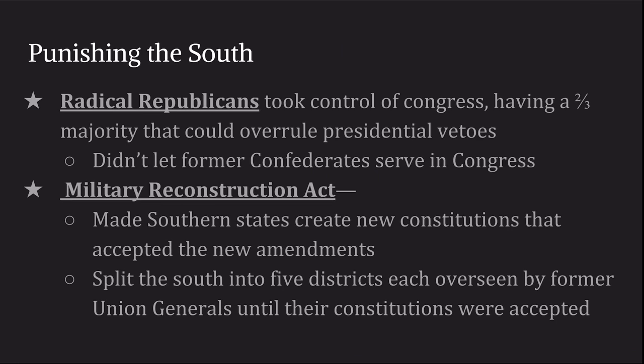Punishing the South. The radical Republicans were very assertive after having just won the Civil War. They took control of Congress. They had a two-thirds majority, so they could overrule presidential vetoes. They didn't even let former Confederates serve in Congress for a time. And they passed the Military Reconstruction Act, which made Southerners create new constitutions that accepted the new amendments, and they split the South into five military districts, each overseen by a former Union general until their constitutions were approved by Congress.